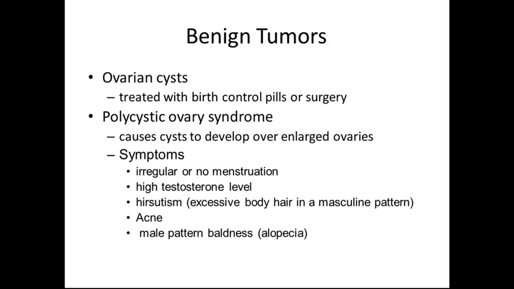Polycystic ovary syndrome causes cysts to develop over enlarged ovaries. Some symptoms are irregular or no menstruation, high testosterone levels, excessive body hair in a masculine pattern, acne, and male pattern baldness or alopecia.